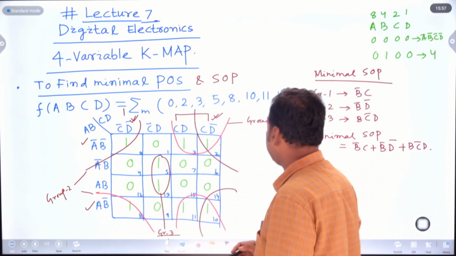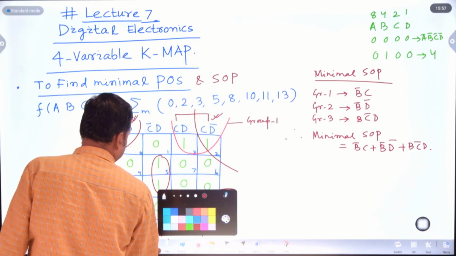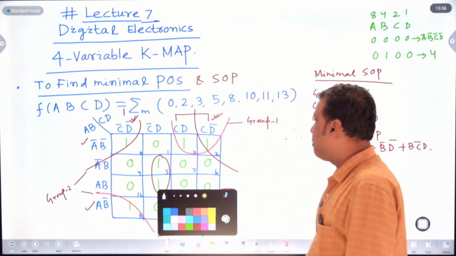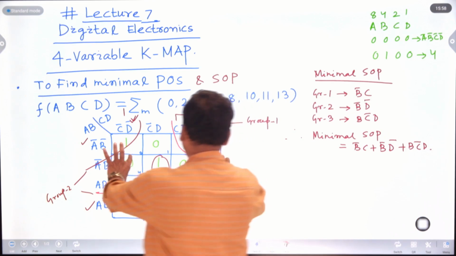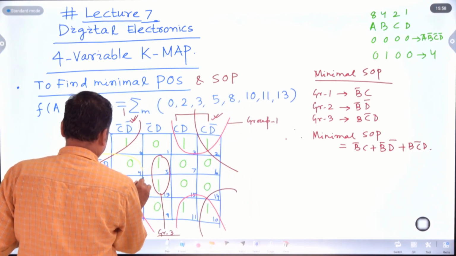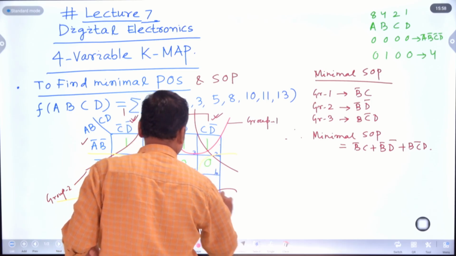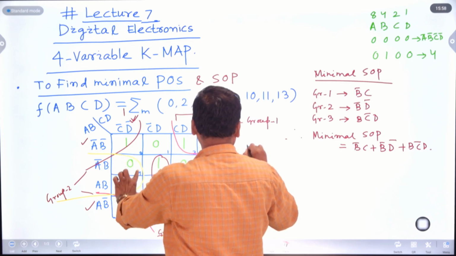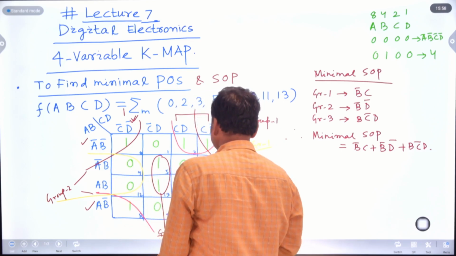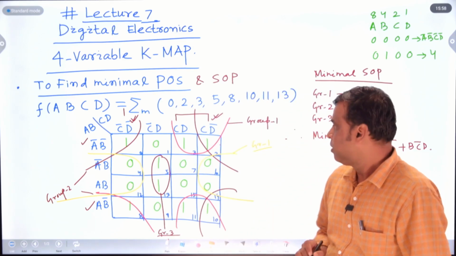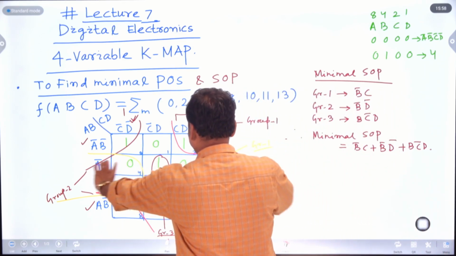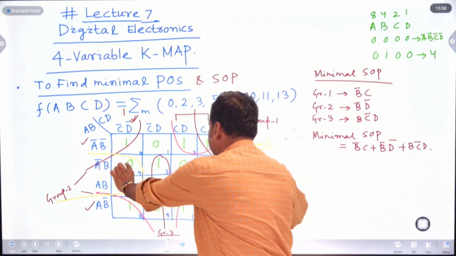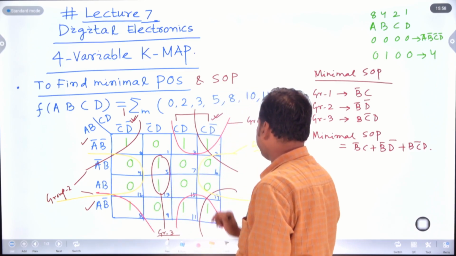Then we are going to calculate the minimal product of sum. To get the minimal product of sum, what we will do is group the zeros. Look at this here: this one and this one form a quad. These 2 zeros combined with these 2 zeros form a quad. That is group 1. Are you getting it or not? These 2 zeros form a quad. That's why this forms group 1.